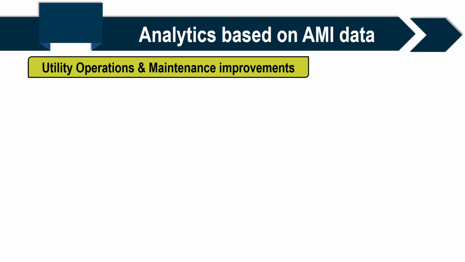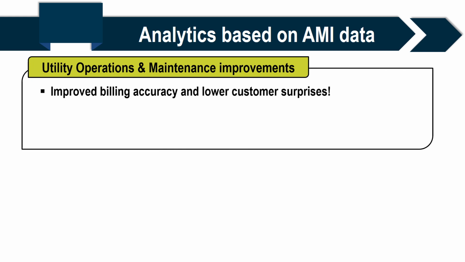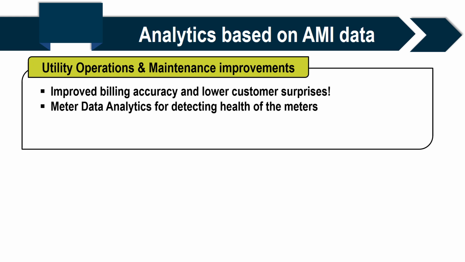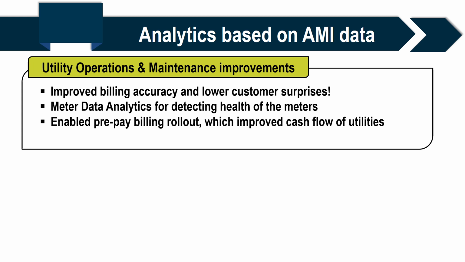AMI data provided improved billing accuracy, which resulted in a lower number of calls back to utilities. Meter data analytics also helped in detecting the health of the meter, and now utilities can proactively replace a meter if its analytics determine that the meter may fail in coming days. It also enabled programs like prepay billing. Prepay billing rollouts helped utilities to manage their cash flows. Other scenarios where AMI analytics was deployed is for fault isolation and restoration in the distribution network.